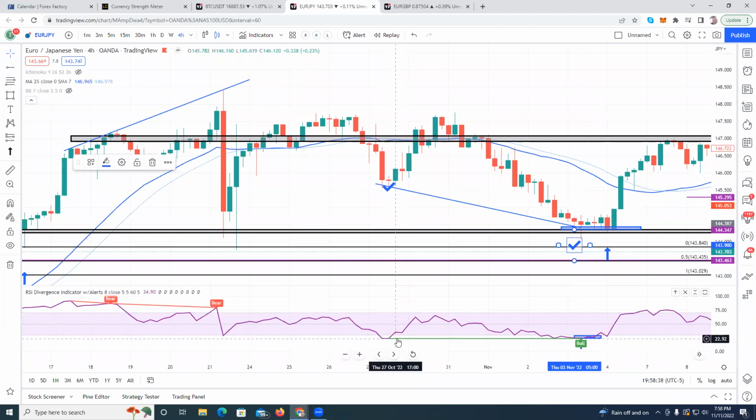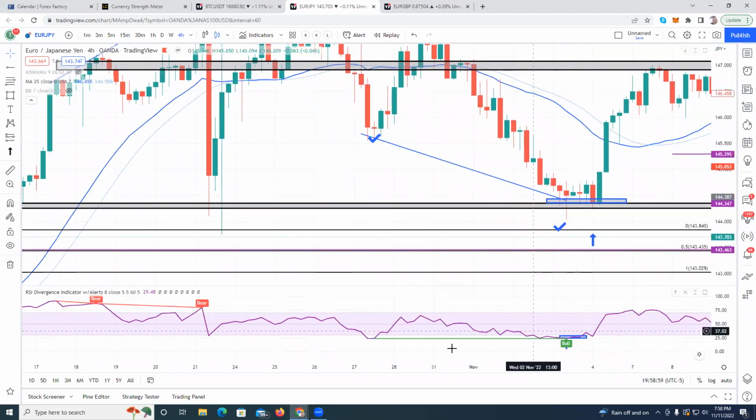The RSI, however, is showing us that while price was over here and price is over here, we have equal lows. So what is that called? When that happens, that's called a bullish divergence. Same rule applies. You wait for the third touch of the bullish divergence, and then you enter to buy.